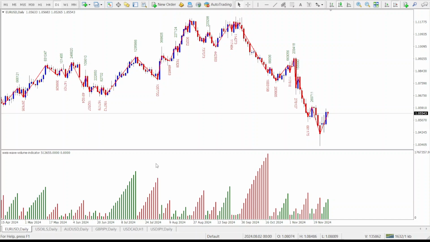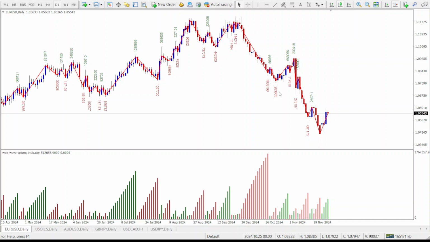Basically, whenever the histogram bars change color to red and you see it trending upwards, it indicates that there is sell momentum in the market. And you can see the bearish trend line is going to follow suit.